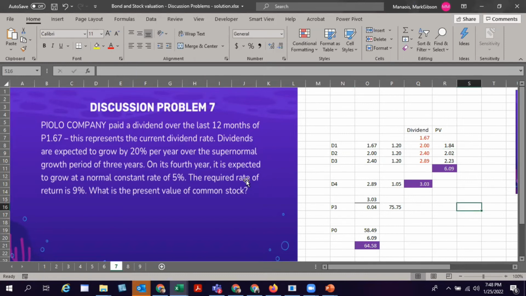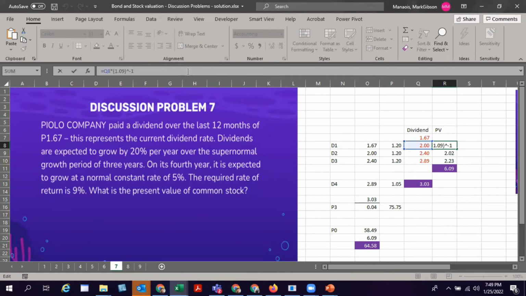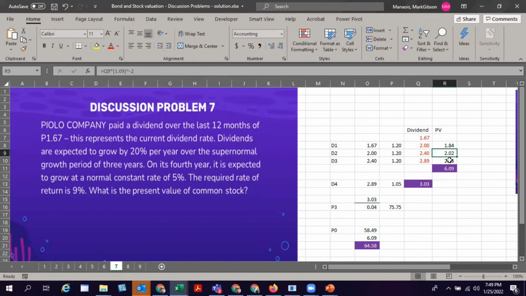Then we have to compute for the present value. Class, there's another discussion on how to compute for your present value, but this is the simplest. So that would be 2 multiplied by 1.09. The 0.09 is your required rate of return, raised to minus 1. That would be your n. So do that for all three dividend projections. For year 2, notice it is raised to -2, and then of course in year 3, raised to -3. So get the sum, that would be 6.09.